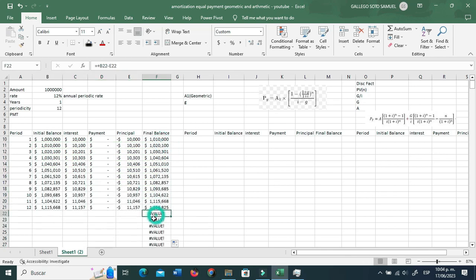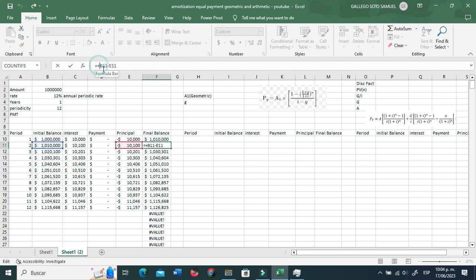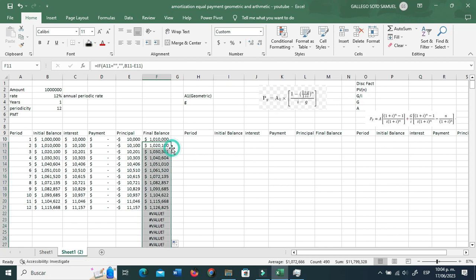Yeah, and this is what happens if we don't do the if stuff. So if that value equals blank, then leave it blank. If not, yeah, that. We just double click it. There you have it. Okay, great.